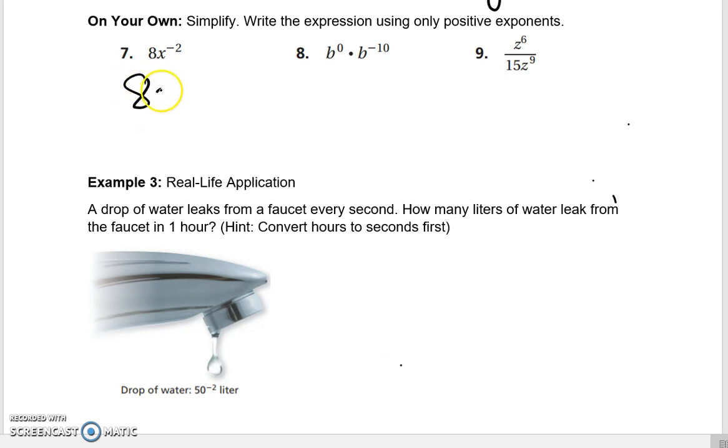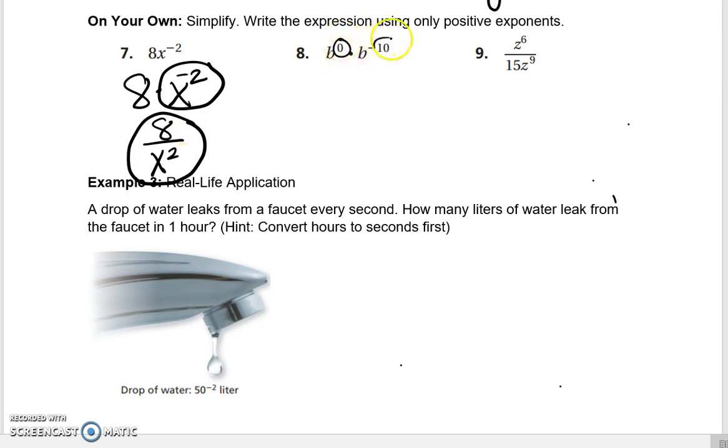Number 7, this is 8 times x to the negative second. The 8 is fine. Send the x to the negative 2 down. So this becomes 8 over x squared. Number 8, 0 plus negative 10. This is b to the negative 10th, which is 1 over b to the positive 10th. Final answer.